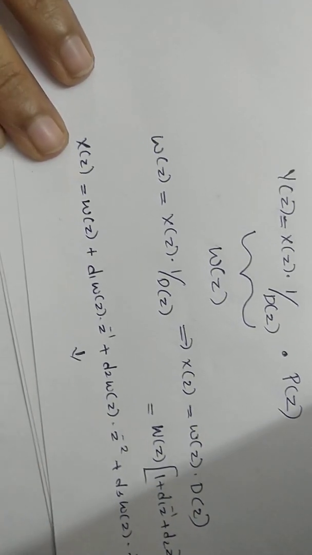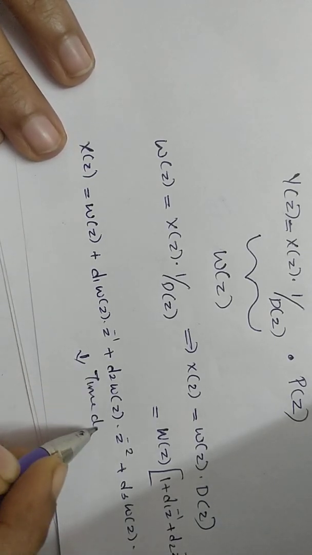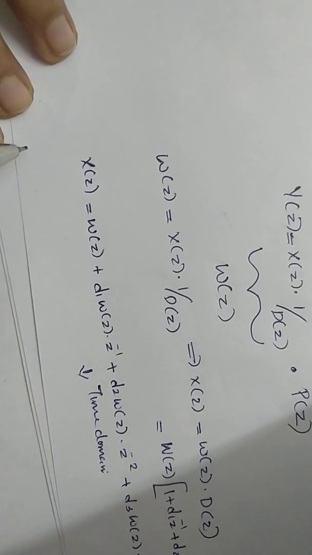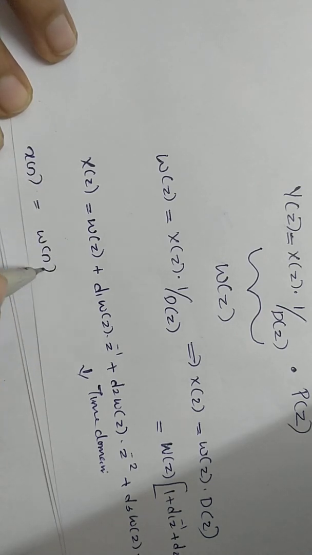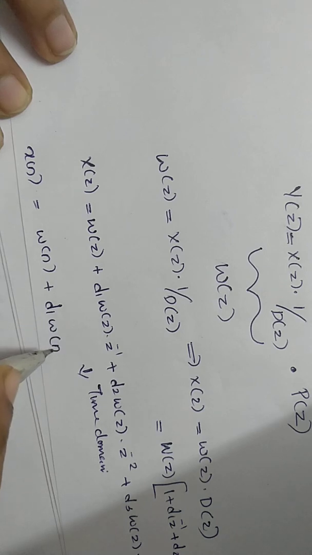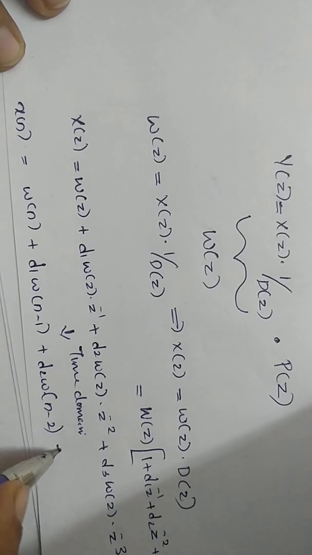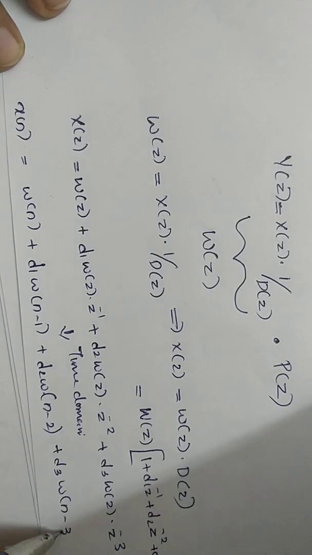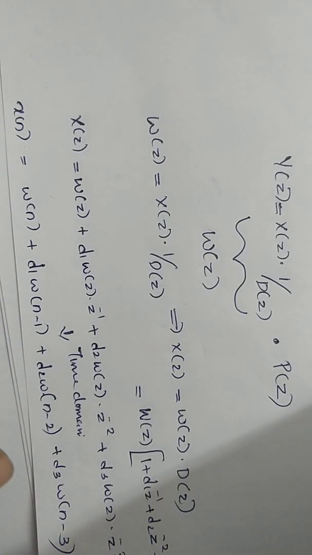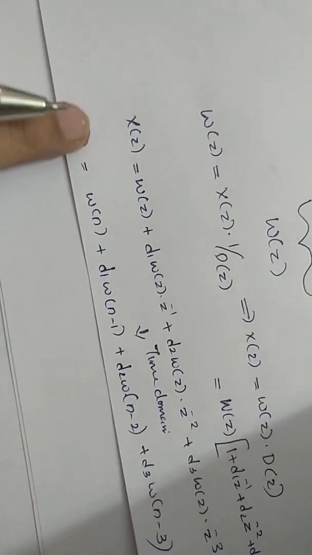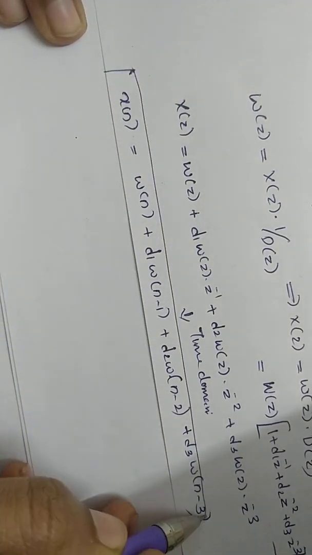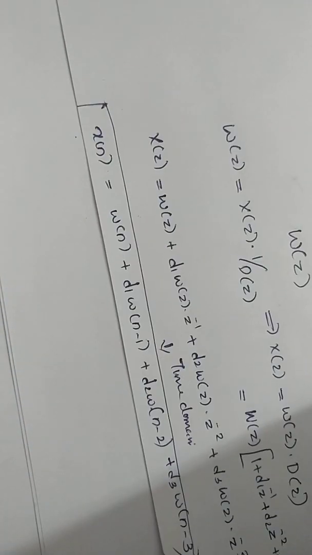And I am converting it into the time domain. So X of z will become x of n, which is equal to W of z will become w of n plus d1 into w of n minus 1. I am not repeating it again. I hope you understood how to write in the time domain. d3 into w of n minus 3. So I converted it into the time domain. This is the first stage, and we need to draw the structure of this equation. This is the first equation.